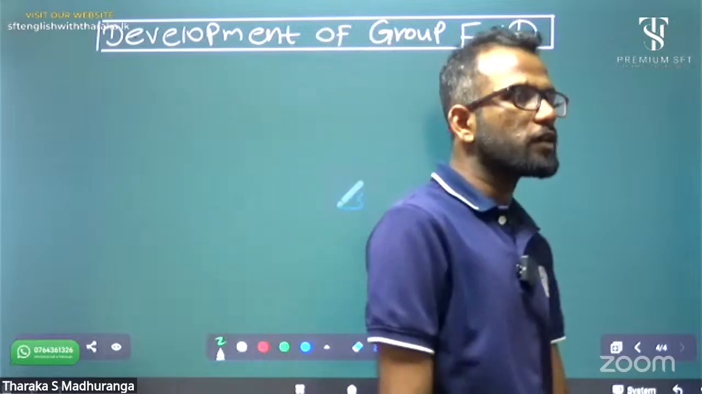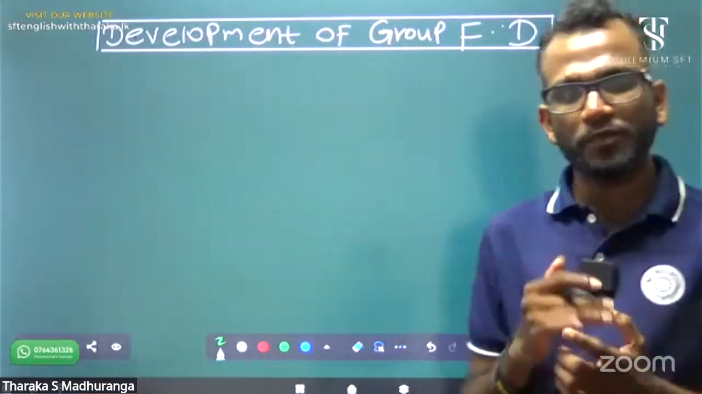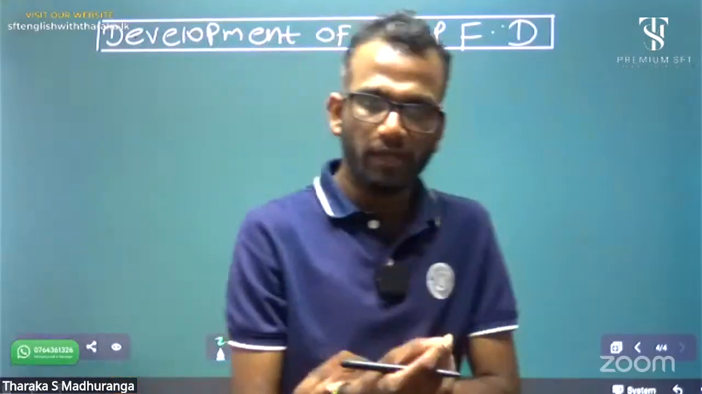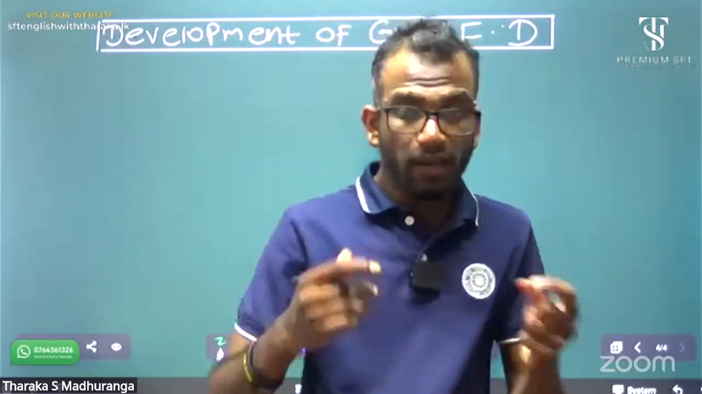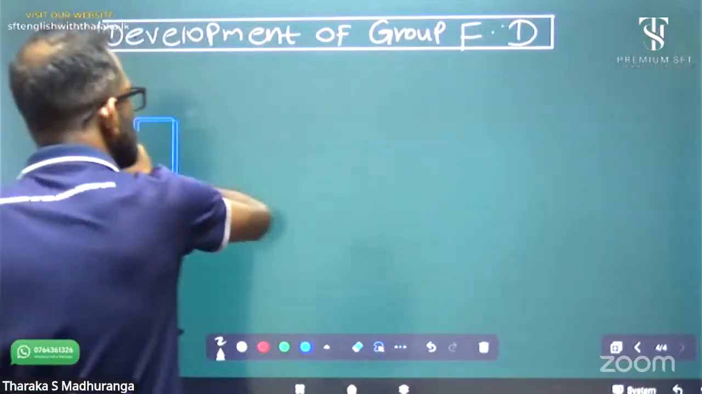Okay, development of group frequency distributions. Now you know everything about what group frequency distributions mean and what the types are: continuous and discrete. Continuous means no gap between classes. Discrete means there is a gap between classes. And we discussed characteristics: class limits, class boundaries, class sizes and class marks, for both continuous and discrete frequency distributions.